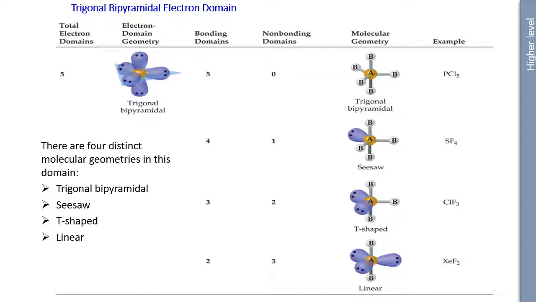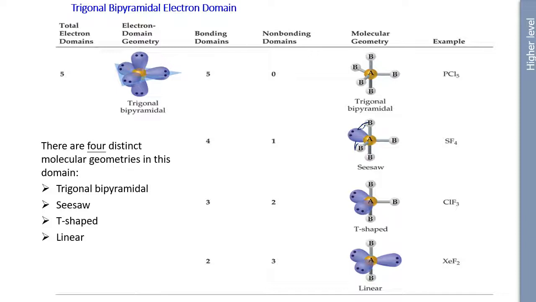This table here highlights the different trigonal bipyramidal electron domains. You have 5 total electron domains, which are trigonal bipyramidal, but they can be broken down into 4 distinct geometries. If you have 5 bonding domains and no non-bonding domains, then you end up with a trigonal bipyramidal, and the classic example of that is PCl5. If you have a non-bonding pair, that affects the shape of the molecule because of extra repulsion by that non-bonding pair. So you'll end up with a seesaw shape. SF4 is an example of that.